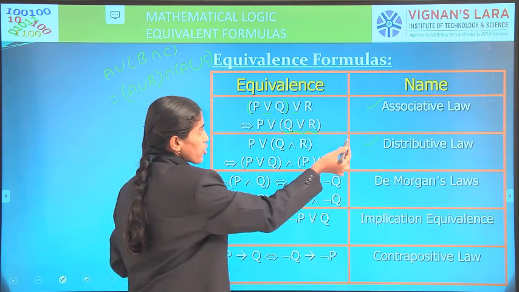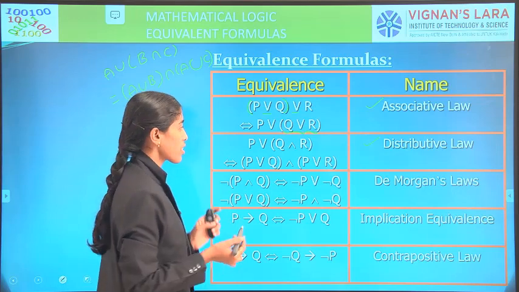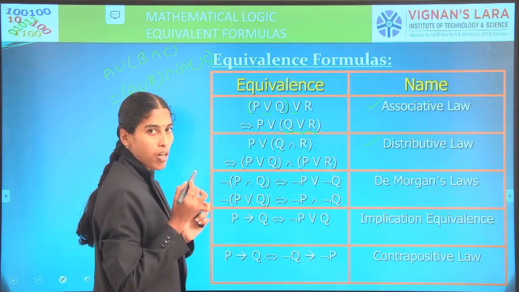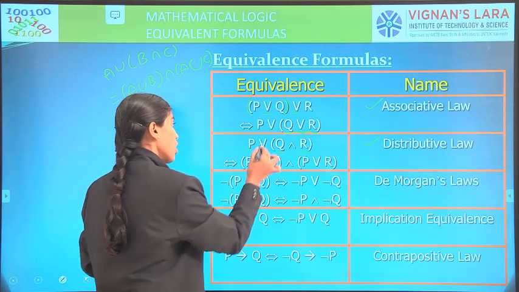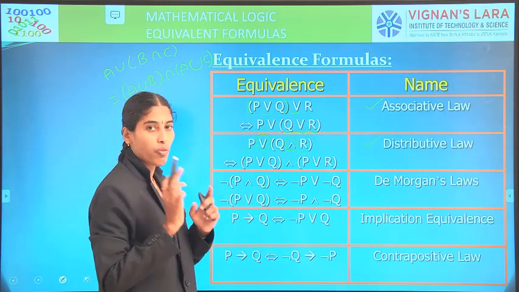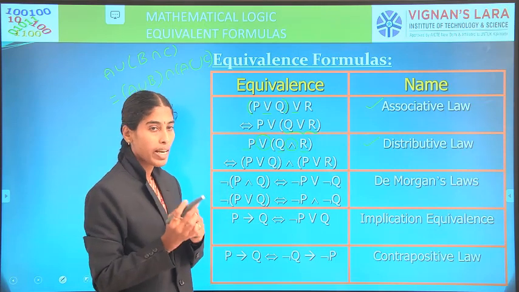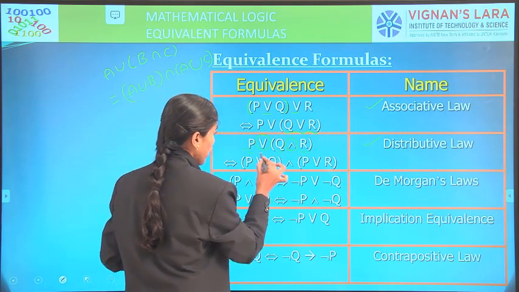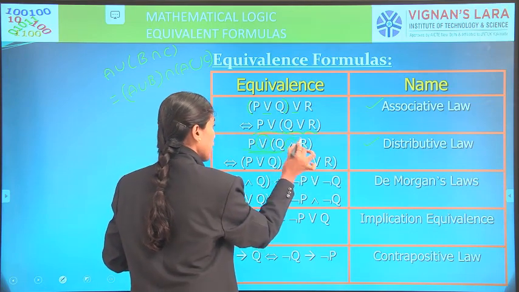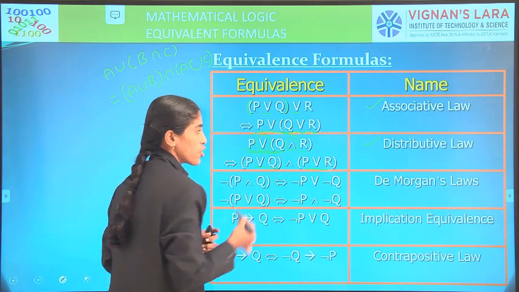Now coming to the distributive law for mathematical logic, here also 3 different variables are there, and to apply the distributive law, one is OR, second one is AND. If one is OR, second one must be AND. Then the formula is P or (Q and R) equals (P or Q) and (P or R). So this is the distributive law.